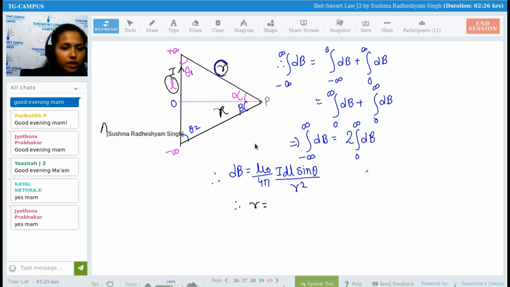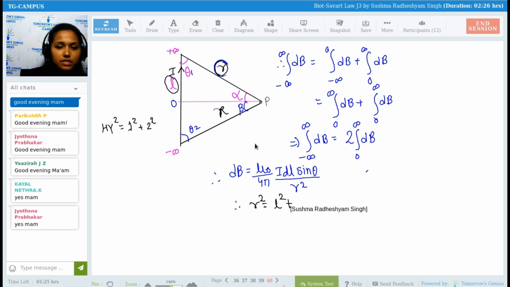So according to Pythagoras, hypotenuse square is nothing but first side square plus second side square. So according to this, r square is nothing but L square plus capital R square. If we remove the square, we simply get r is equal to under root of L square plus R square. Clear this length first of all. Now put this length over here.